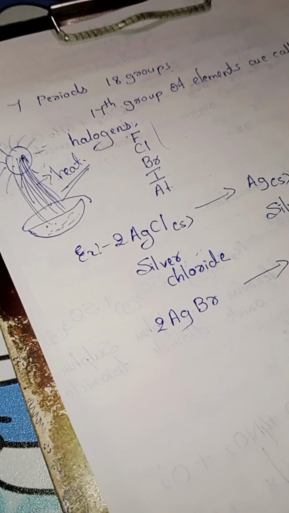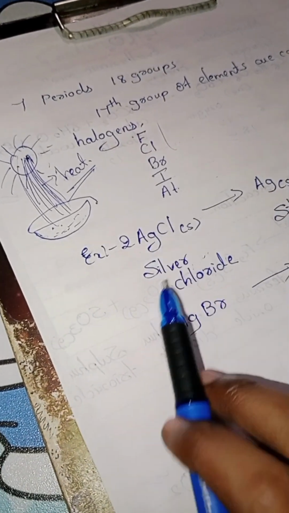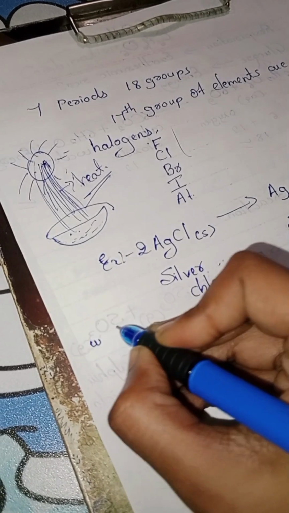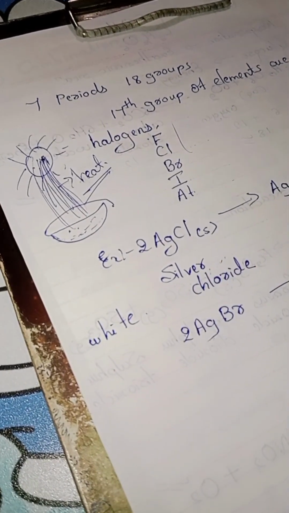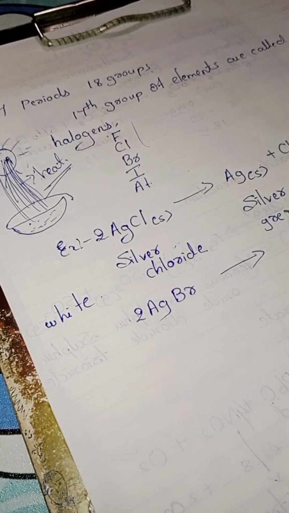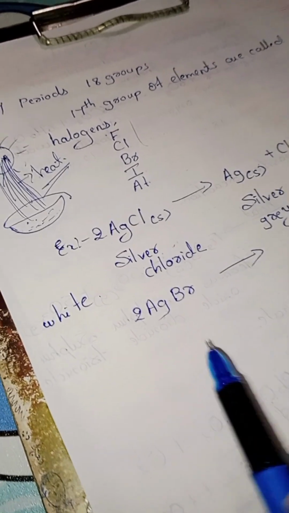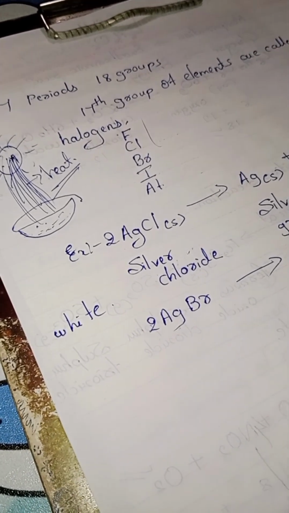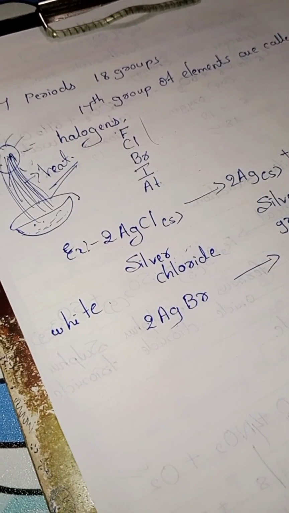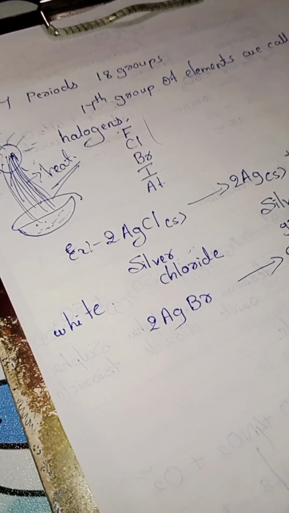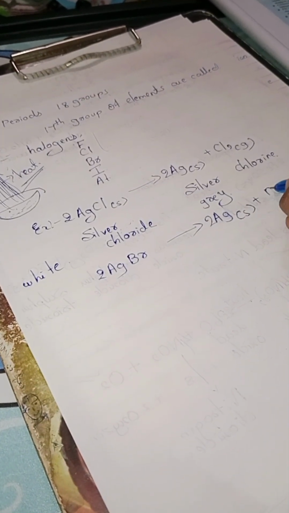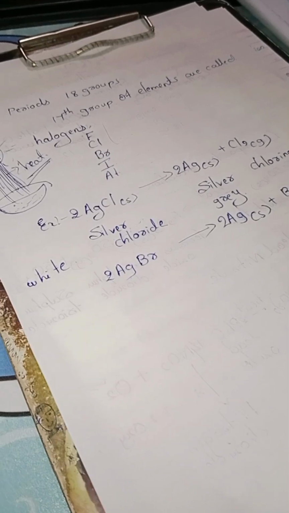Instead of chlorine, if I use 2AgBr, here the color also changes. Before keeping it in the sunlight, the silver chloride is white in color. After keeping it in the sunlight, it is gray in color. Here we have silver bromide. What is the product? That is Ag. Here we need to balance, so just multiply by 2. So we have 2 moles of Ag, which is solid, and it forms the product Br2, which is gas.